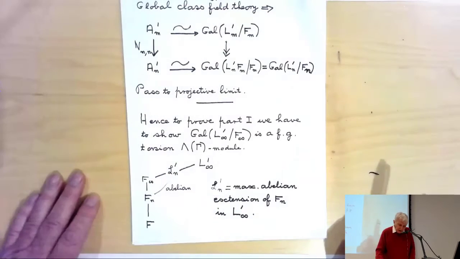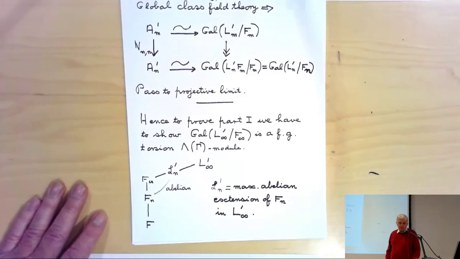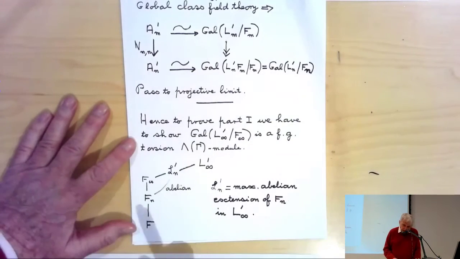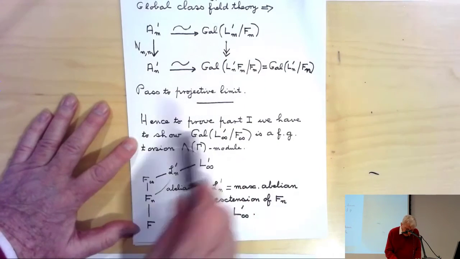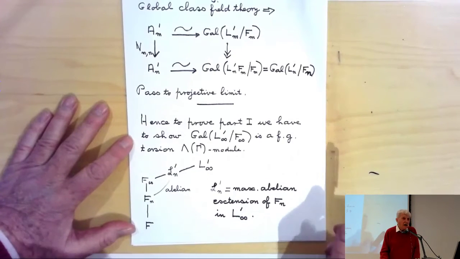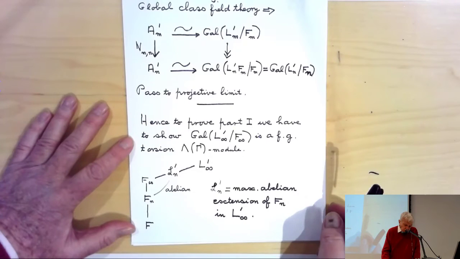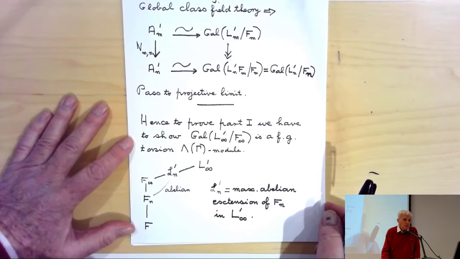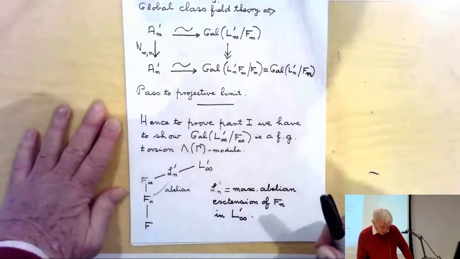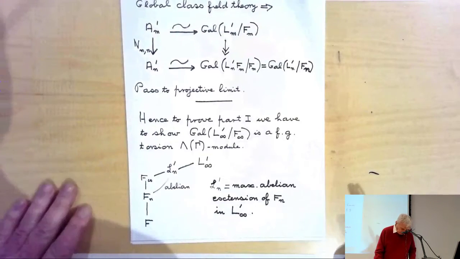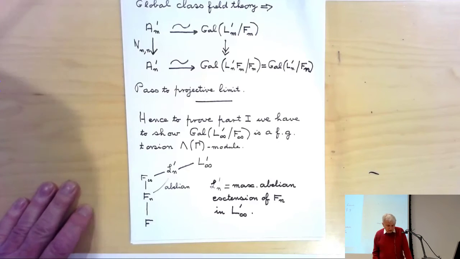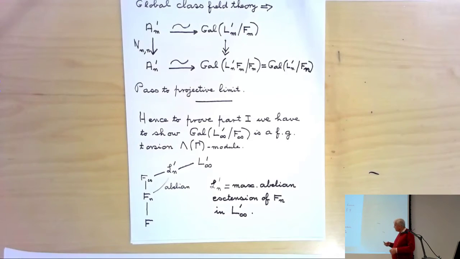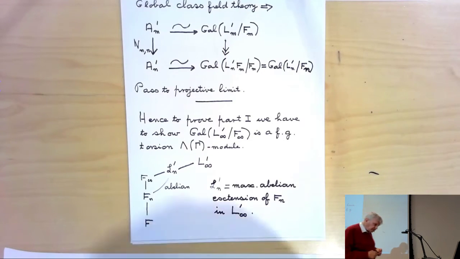So if we're going to prove the first part now, we've just got to show that this Galois group of L infinity prime over F infinity is a finitely generated torsion Lambda(Gamma) module. That's what we have to show. Now, we argue as before, because we have to study quotients of the Galois group of L infinity prime over F infinity.